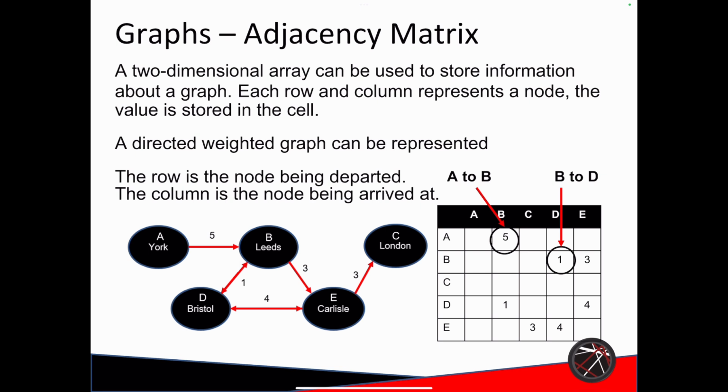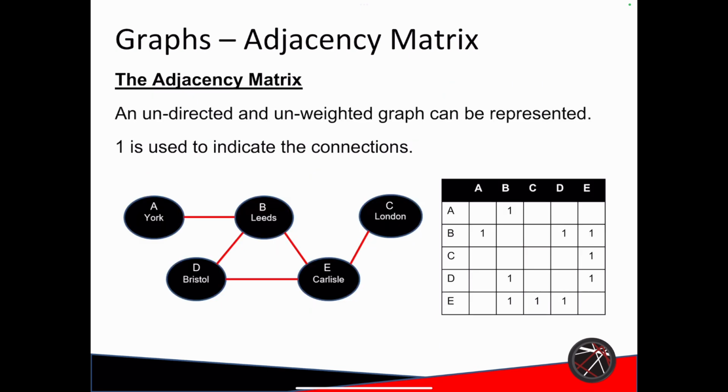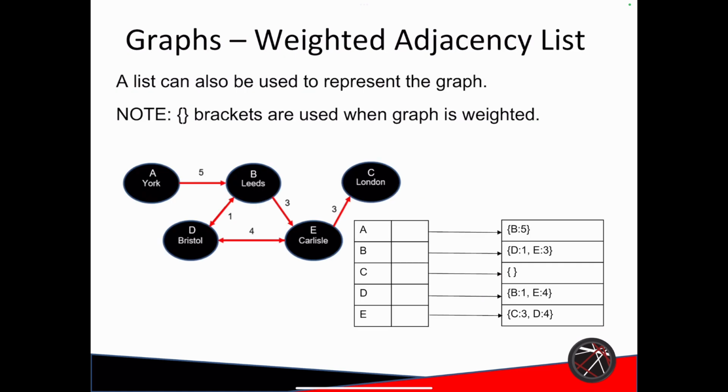Because this is a knowledge sprint, I'd perhaps recommend pausing this and just making sure you're fully clear about what's going on. We can represent an undirected graph as well, and an unweighted graph in this format. So you can see that 1 has replaced all of those different numbers. And because it's bidirectional, you can see that we can get from A to B at the cost of 1 and B to A also at a cost of 1.